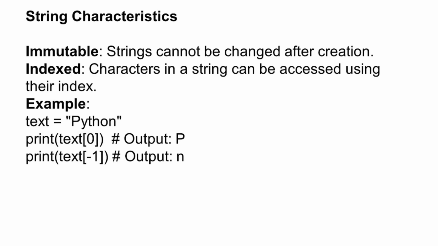String characteristics: immutable. Strings cannot be changed after creation. Index: characters in a string can be accessed using their index. Example: text = Python, print text[0], output P. So index means characters in a string can be accessed using their indexing, and immutable means strings cannot be changed after creation, right?